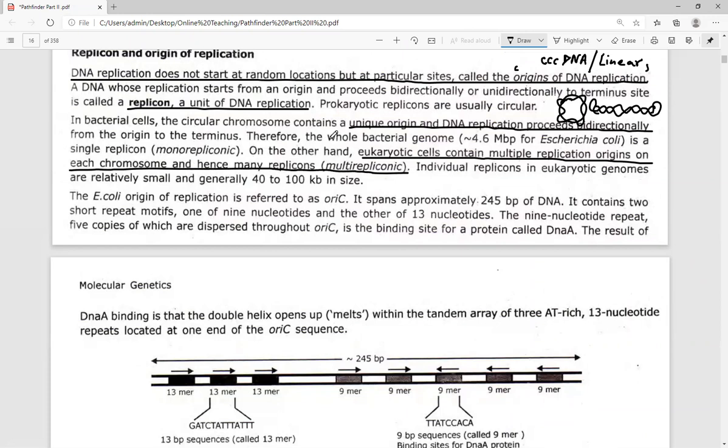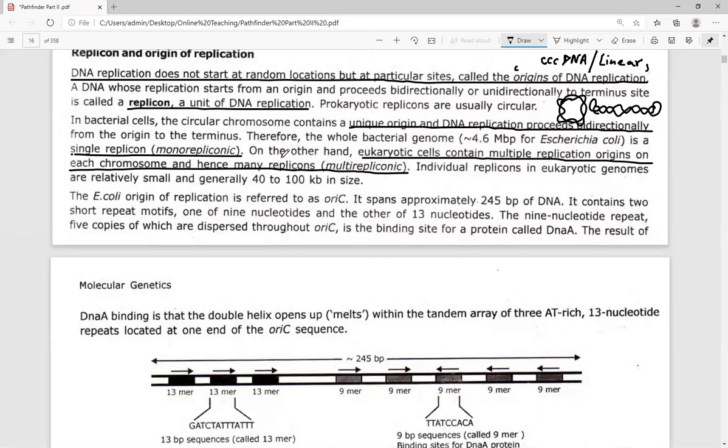The whole bacterial genome is a single replicon. In the case of bacteria, we talk about a monorepliconic form of replication. That means the entire bacterial genome behaves as a single repliconic unit, whereas in eukaryotes we talk about a multi-repliconic unit, in which a large number of replication sites take part in the process of DNA replication.